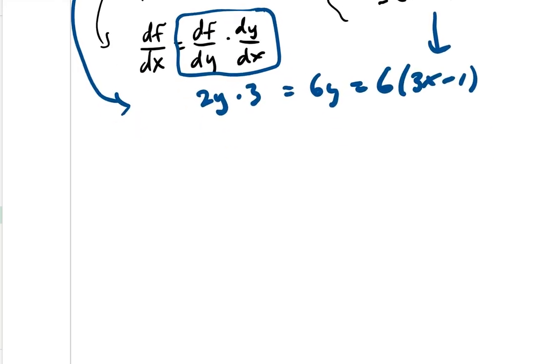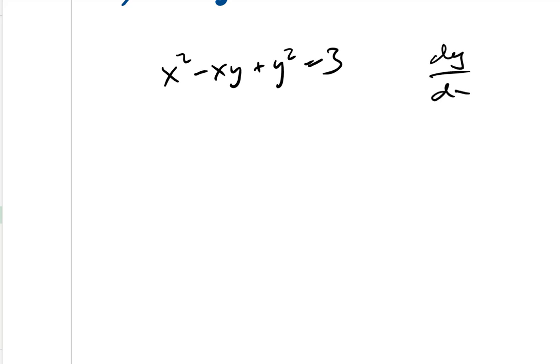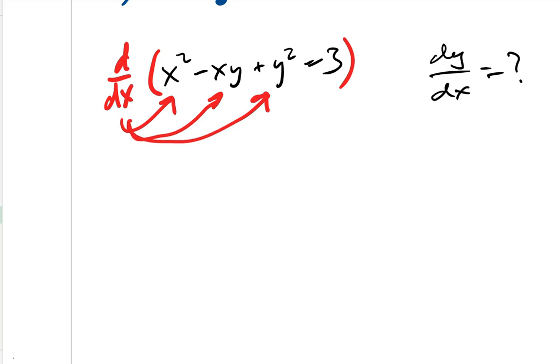Now, if you have something like the following equation, like we had before, x squared minus xy plus y squared equals 3, it's very difficult to solve for y, but you still want to find dy dx. So what is dy dx? What we're going to do is take the derivative with respect to x on both sides. We're going to apply that to every single term, and then wherever there's a y term, we're going to use the chain rule.